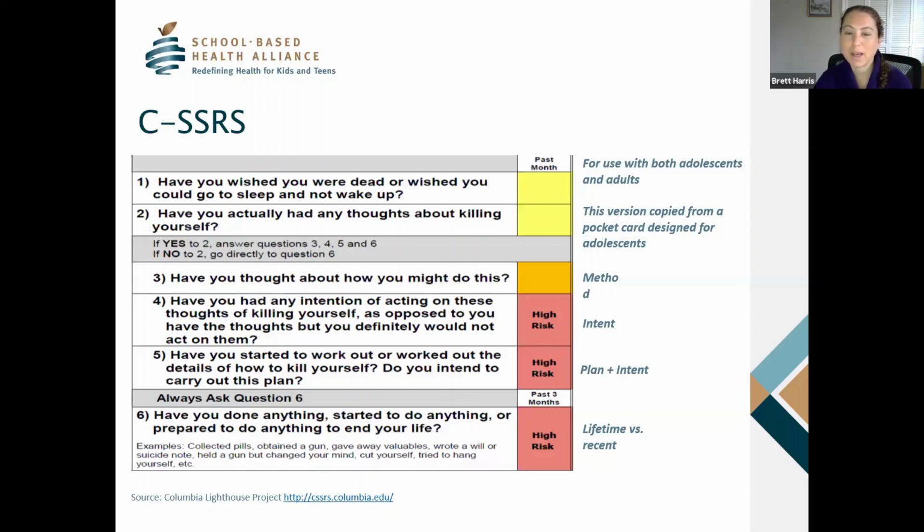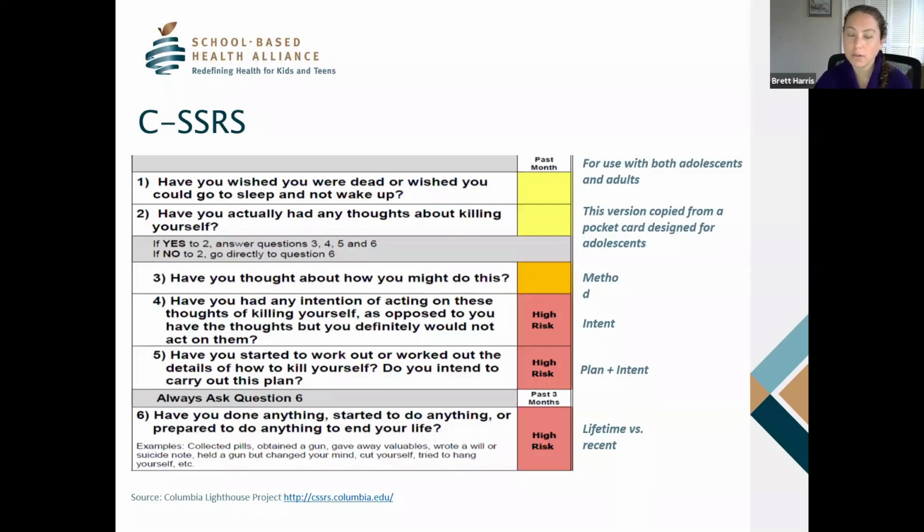So if someone has a method, you can see how that's a little bit higher risk than just having thoughts about suicide. And then question 4, have you had any intention of acting on these thoughts of killing yourself, as opposed to you have the thoughts, but you definitely would not act on them. So that's intent. And then have you started to work out the details of how to kill yourself? Do you intend to carry out this plan? So you have the plan plus the intent.